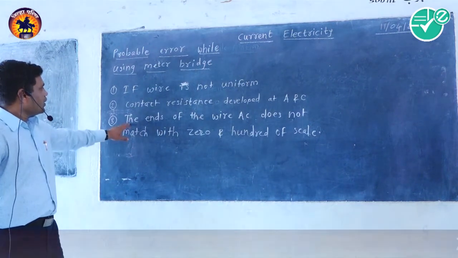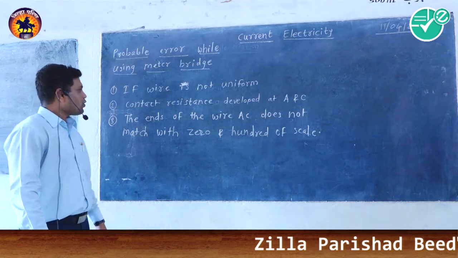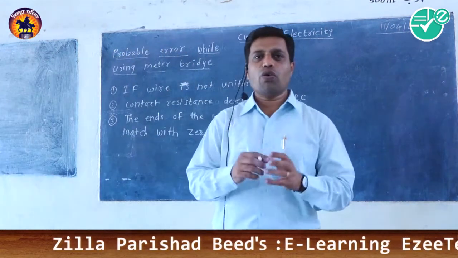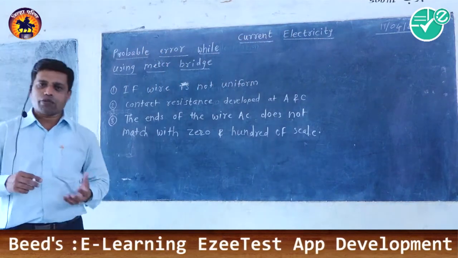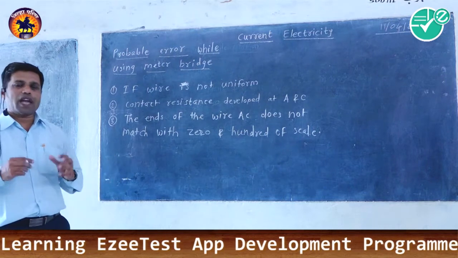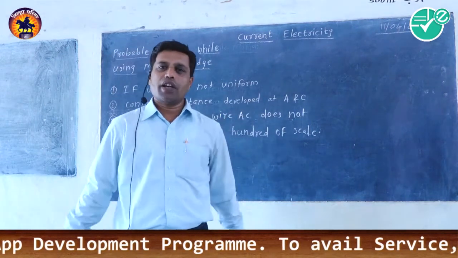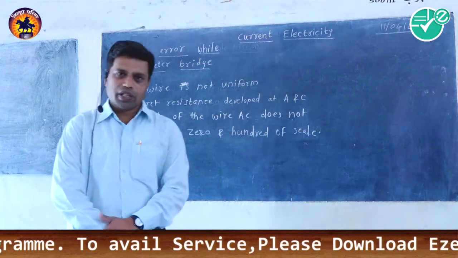The third error that can happen while doing the experiment is that the ends of the wire AC do not coincide or match with the 0 and 100 centimeter of the scale. This error can also happen, so try to match the ends of the wire with the 0 and 100 centimeter of the scale to get an exact reading while doing this experiment.